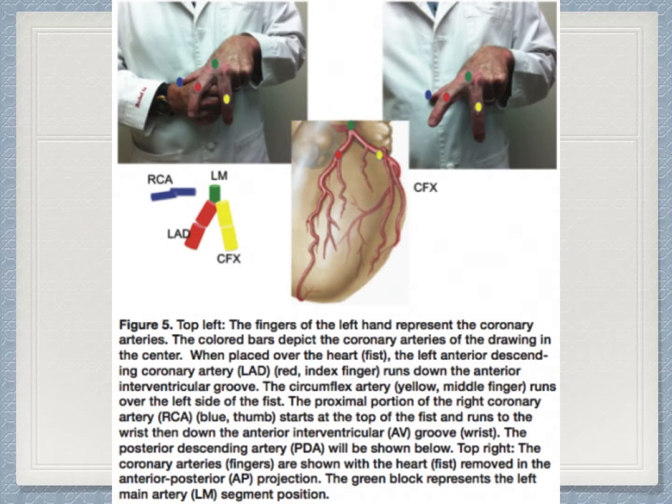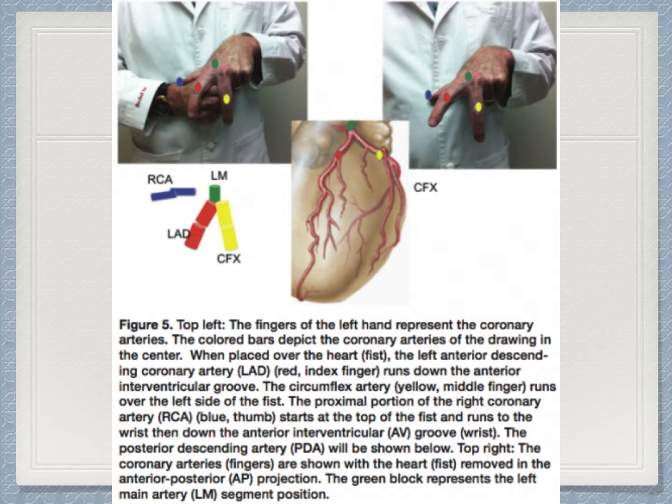This is a way you can close your right hand, and with your left hand, you can make this disposition. With the color coding, you can see that green stands for left main, purple for right coronary, red would be LAD, and yellow circumflex. In this view, you are seeing probably the top left fingers. LAD, we already saw that. The posterior descending will be shown below.